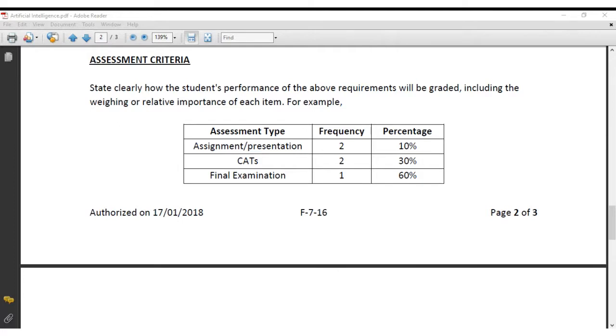Both of the cuts are each 15, and so that gives you 15 plus 15, which is 30. And then the final exam, which is theoretical in nature, is going to be awarded 60 marks. So 60 plus 30 is 90, plus 10, that is 100.